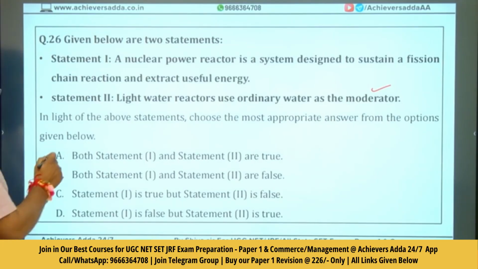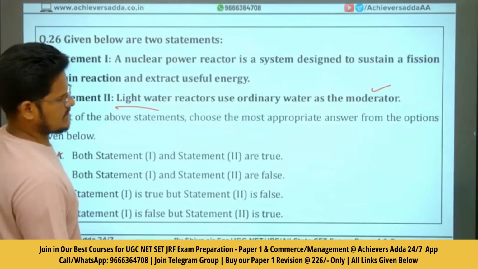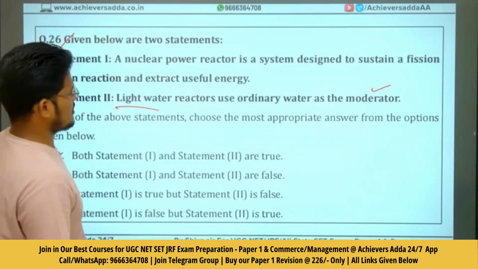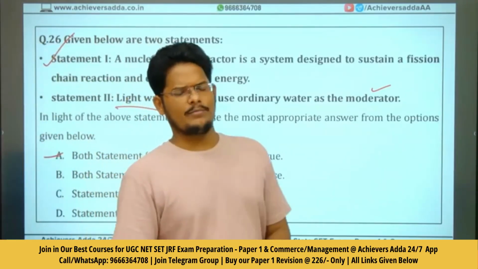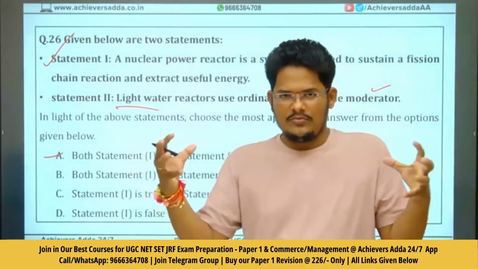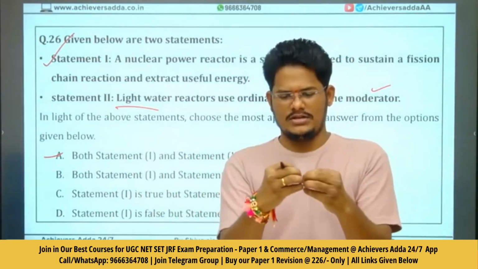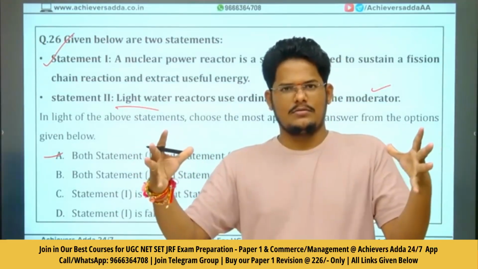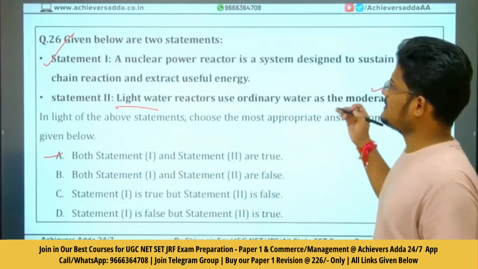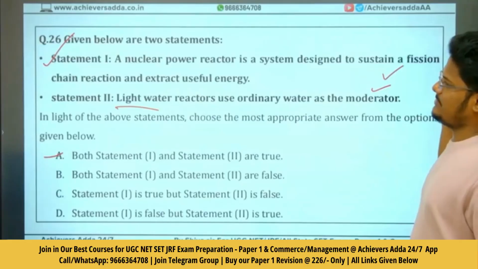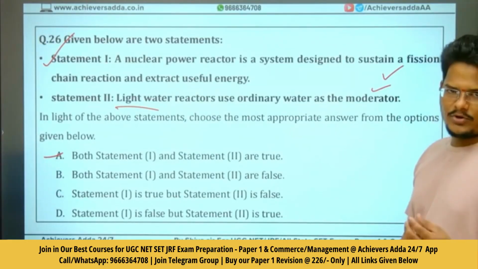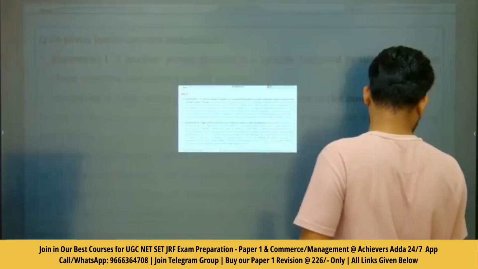You just joined. Answer is A. Light water reactor uses ordinary water as a moderator. And here, nuclear power reactors will have the processes of fission and fusion, breaking and joining together. That's a nuclear power reactor, whose main task is producing nuclear energy to extract.